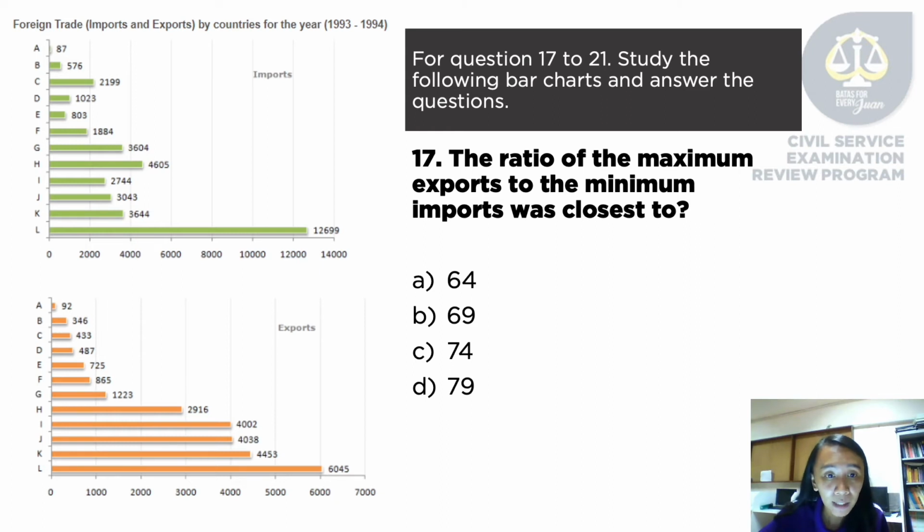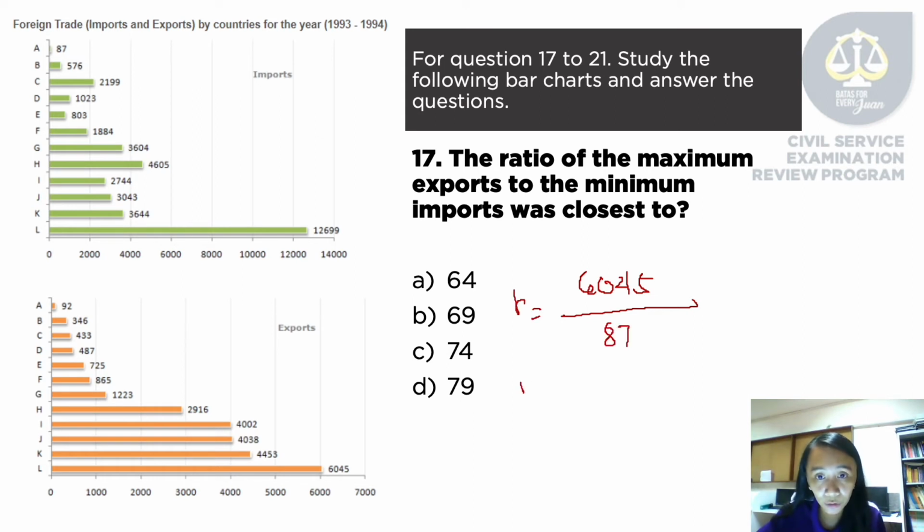So our highest exports is 6,045. That is country L, 6,045. We just divide it, or find the ratio. That is over the minimum imports. What is the minimum imports? That is 87. Country A, the smallest.